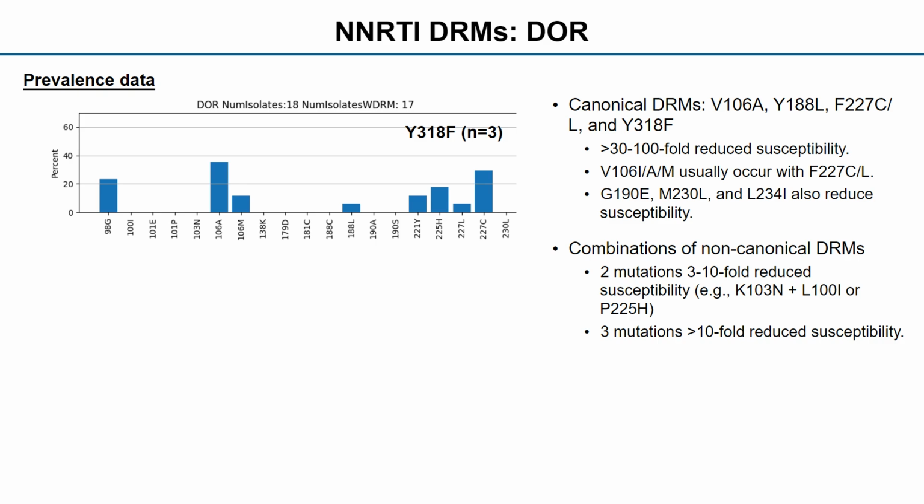Three additional mutations, G190E, M230L, and L234I, have been selected in vitro and/or are also shown to produce very large decreases in susceptibility. Beyond the canonical drug resistance mutations, various combinations of non-canonical mutations can produce more modest reductions in susceptibility, typically 3 to 10-fold, but the clinical significance of these lower-level resistance patterns remains uncertain.